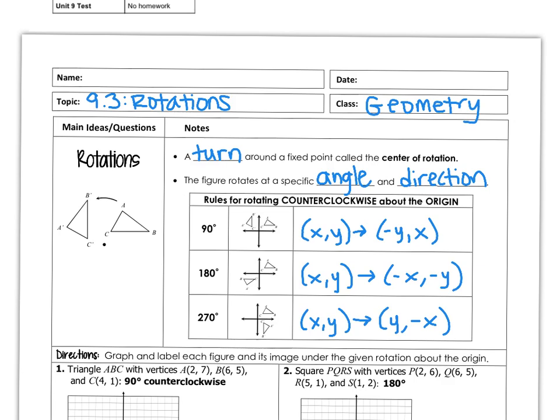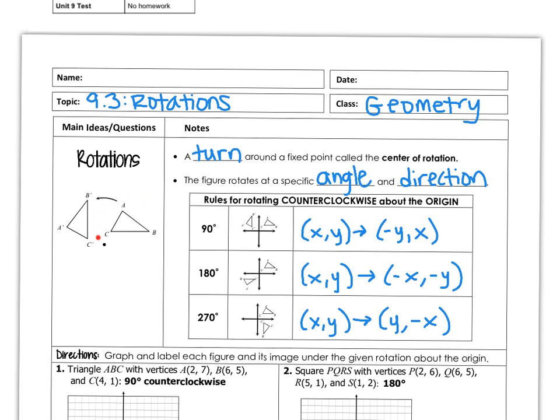Okay, so we're going to begin our lesson looking at the vocabulary with rotations. Big thing, a rotation is a turn around a fixed point called the center of rotation. What it does is the figure rotates at a specific angle and direction. Now this one's kind of hard for you to visually see on the screen what I'm doing. I wish I was in class in person with you so you could physically see this being rotated over. So I'm just going to try my best to show you with drawings.